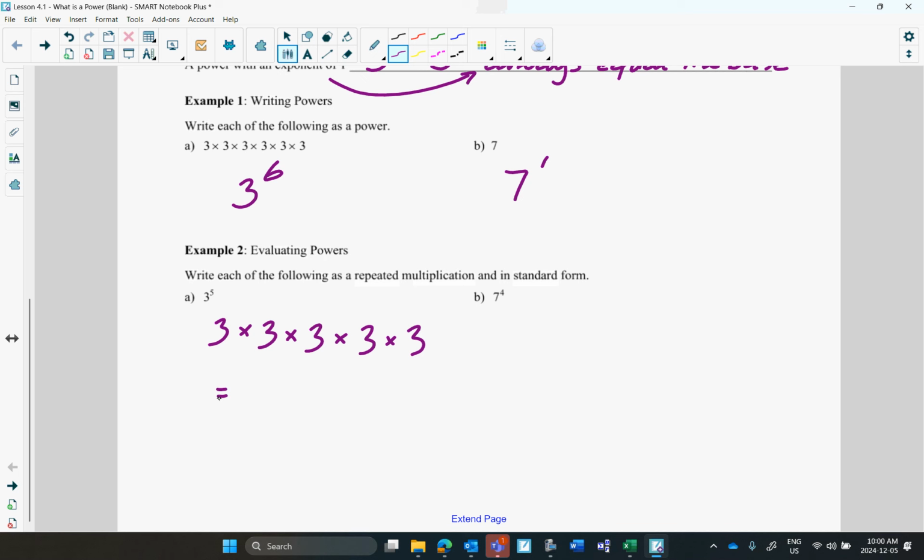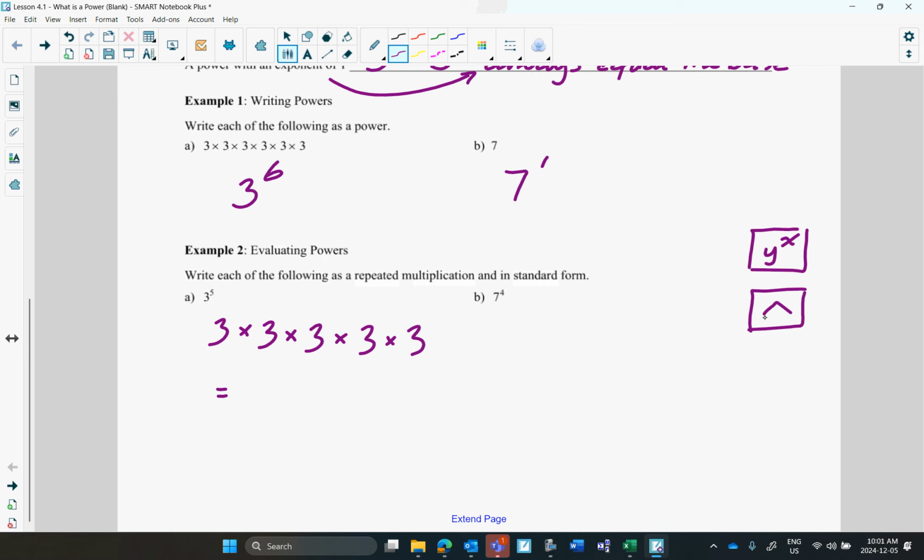A lot of times on the calculator, you're going to see one of these 2 buttons, depending on the calculator you have. You may have a button that looks like X to the Y, or you may have a button that looks like a little hat. Both of these mean exponents. So if you have one of these, you would go 3, punch this, then 5, then equals. And you should get 243.